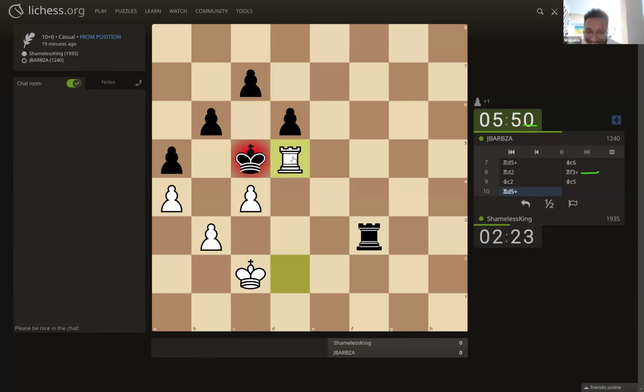Ah, it doesn't work. Oh, so he did make progress ultimately. You only got one move here to try, but he certainly made progress. The only other way would be like c6 or something, right?